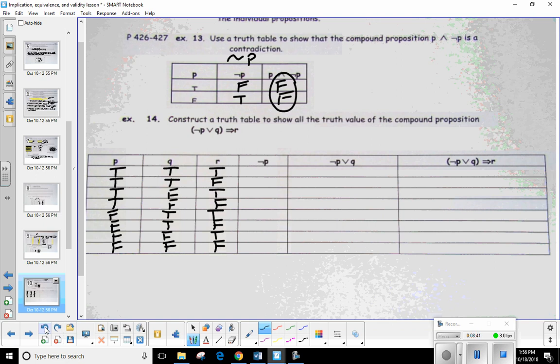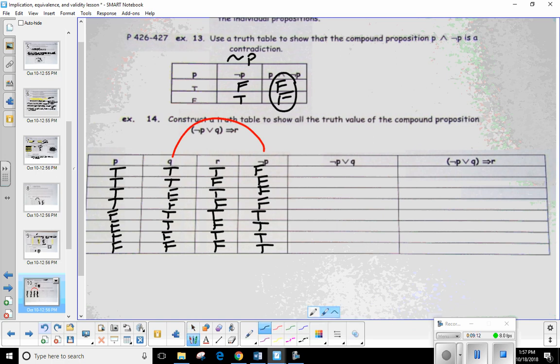Okay, well, let's go ahead and look at that 4th column. What's that sideways L? Opposite. Okay, not P, the negation. So I just want to take everything in the first one and negate it. So every truth becomes a false, and every false becomes a truth. And then now I want to take not P or Q.